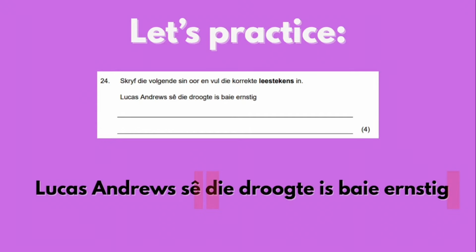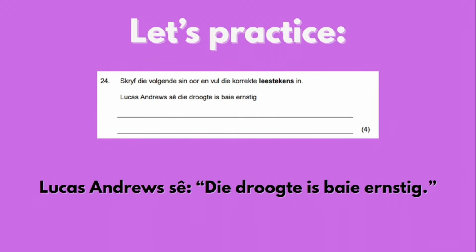The only way that they can catch you on this particular sentence is if here they had said, Lucas Andrews sê dat die droogte baie ernstig is. That would have meant that this is an indirect sentence, which means that it doesn't need a full stop for the direct sentence. It also doesn't need the inverted commas. But this is a direct sentence or direct speech sentence. All right, so this is the correct way to write it.